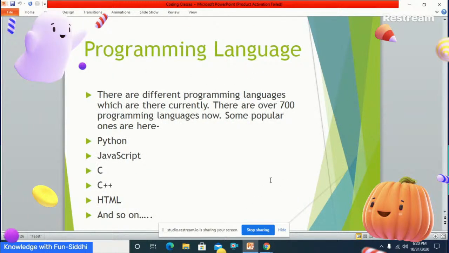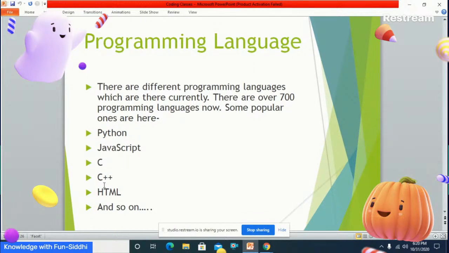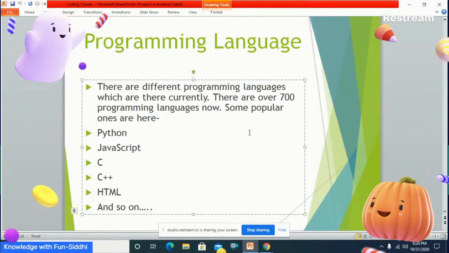So there are around 700 types of programming languages. Some popular ones are Python, JavaScript, C, C++, HTML, and so on. Can you tell me any other example of a programming language, if you know? I'm waiting for your replies. Please post fast. Do you know any other example?